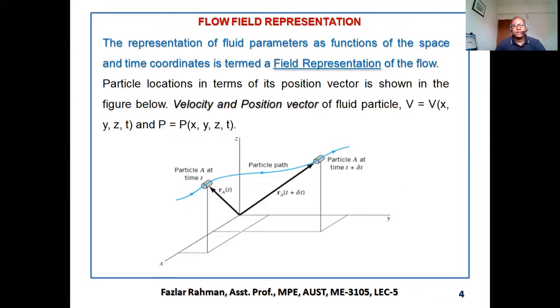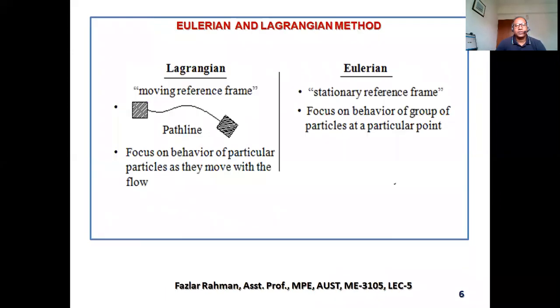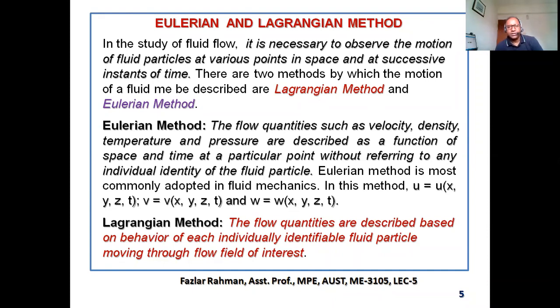Okay, now how can you observe the motion of a fluid element? There are 2 methods normally used. Number 1 is called the Eulerian method, and the other one is called the Lagrangian method. So we need to know what these 2 methods are and what the difference between them is. In the study of fluid flow, it is necessary to observe the motion of fluid particles at various points in space and successive instants of time. Space means a function of x, y, and z coordinates, and also successive instants of time.